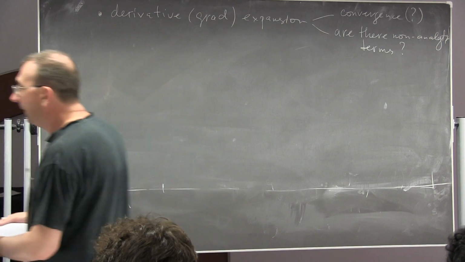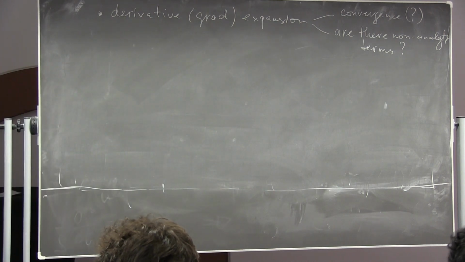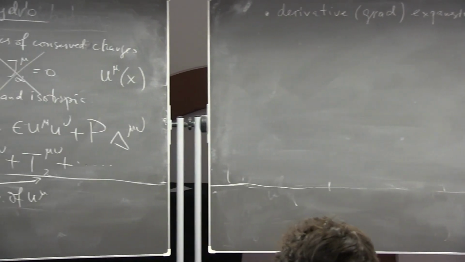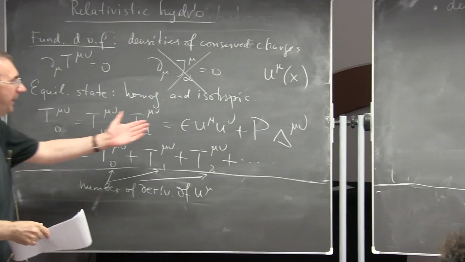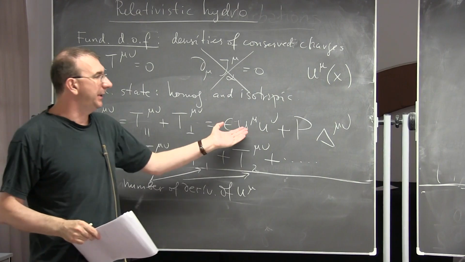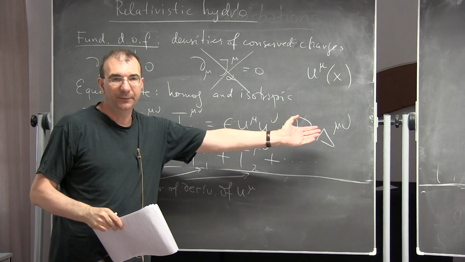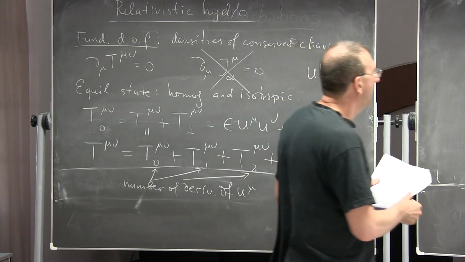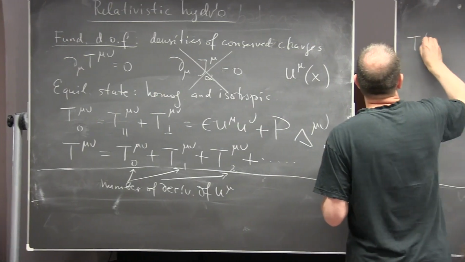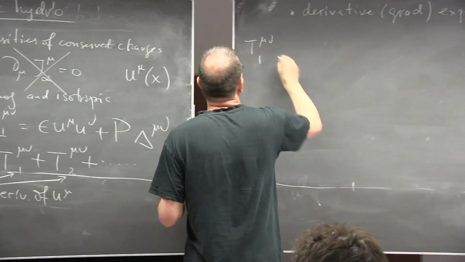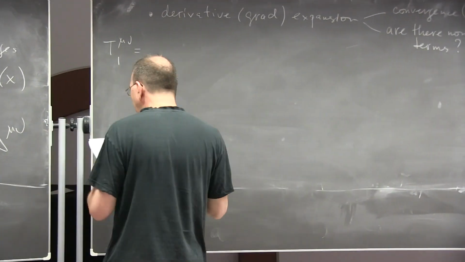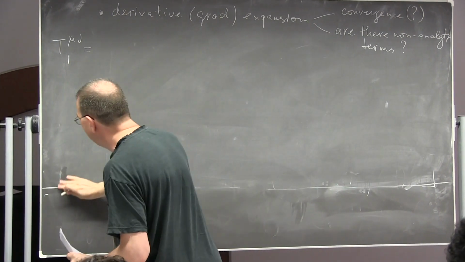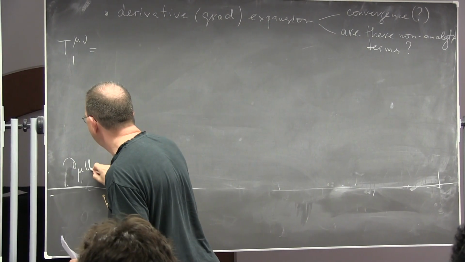Right, so T0 is written here. This is our T equilibrium. Now, this is the expression which does not involve any derivatives of u mu, just u mu itself. There is nothing else. Okay. Now, how about T1? So T1 is a tensor of the second rank, and it will involve derivatives. So the derivatives will be of the form d mu u nu.